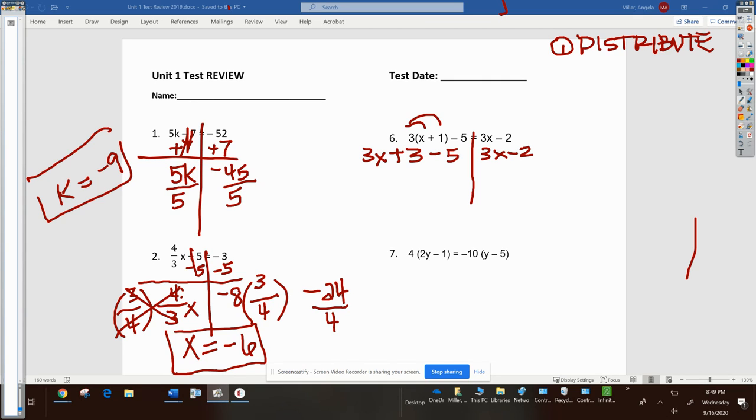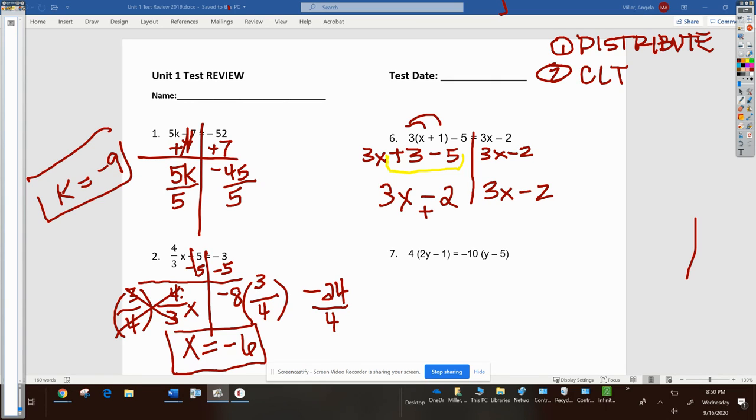And now I need to think, what is my next step that I need to do? Well, I need to combine like terms. So I'm just going to write CLT. If you take a look at what you can combine, we can combine our 3 minus 5, which is going to give me 3x minus 2. And then on the other side, I'm also going to have 3x minus 2. Now, if you take a look at that, you might notice that 3x minus 2 is the same as 3x minus 2, but let's work it out and see.